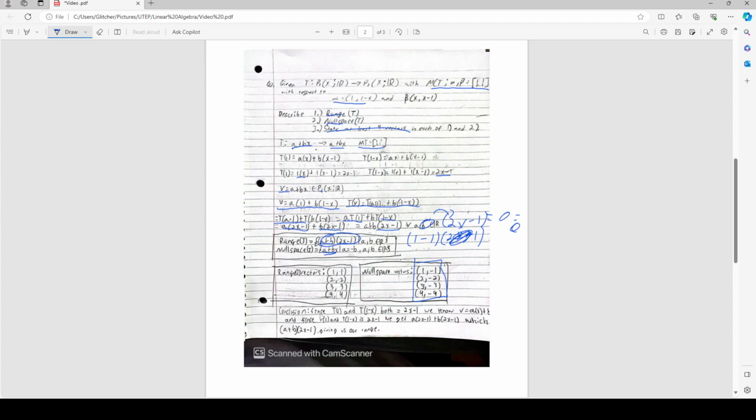So in conclusion, since t1 and t1 minus x are both 1, we know v is in the form of basically a plus bx. And since we know that t1 and 1 minus x is x minus 1, we get this here, which is the a times x minus 1 and 1, this, and thus our range.